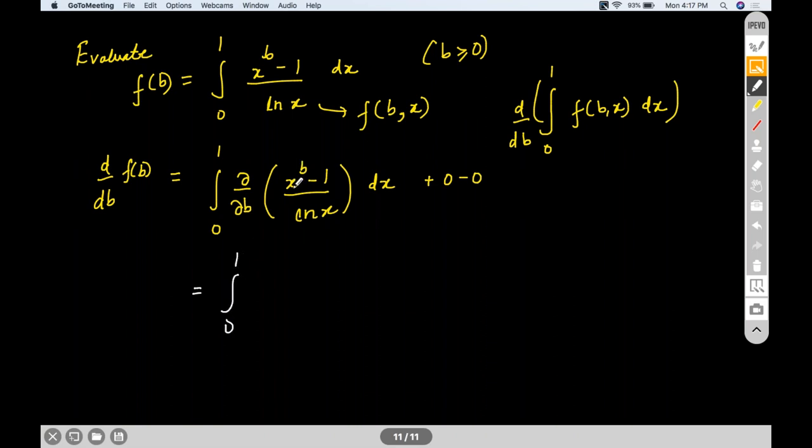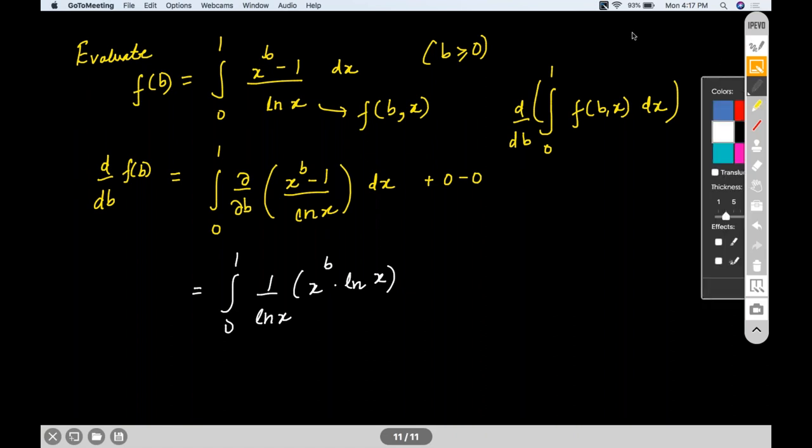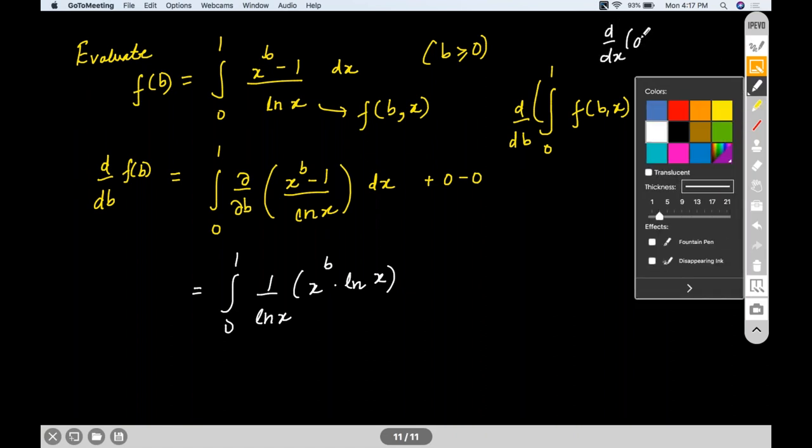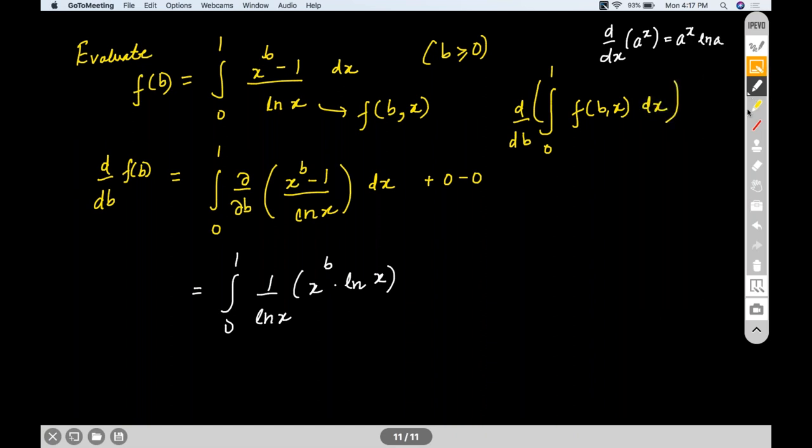So when x is a constant, 1 by ln x is just a constant for you. And the derivative of this term is like a constant to a power of a variable. It's just like saying, what is the derivative of a to the power x? A to the power x derivative is a to the power x ln a. So here your x is your constant, b is your variable. So it is constant to the power variable, ln constant. Yes or no?